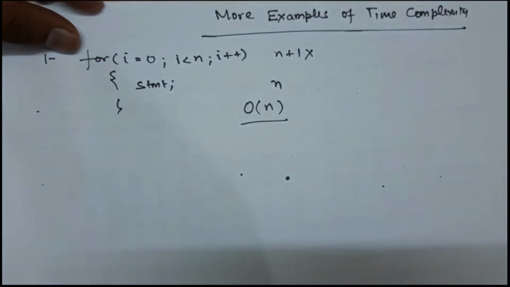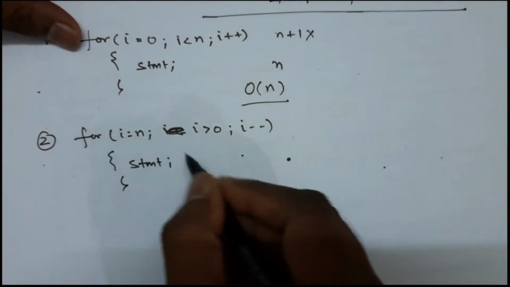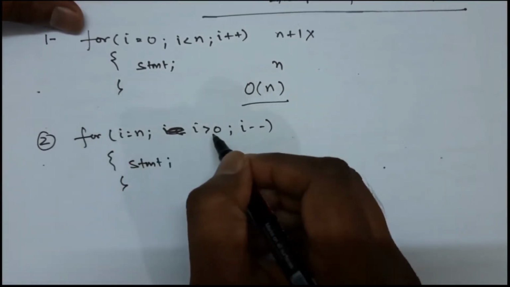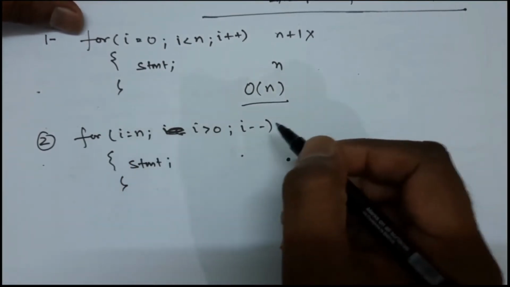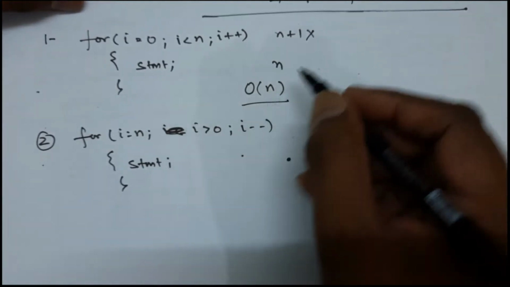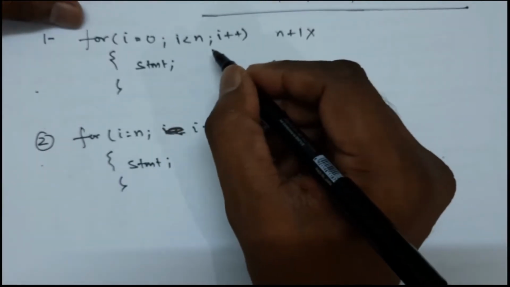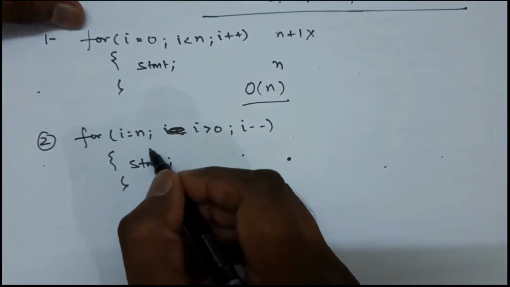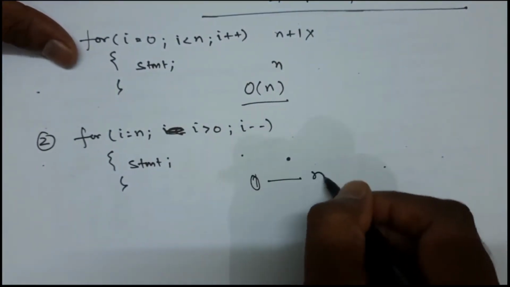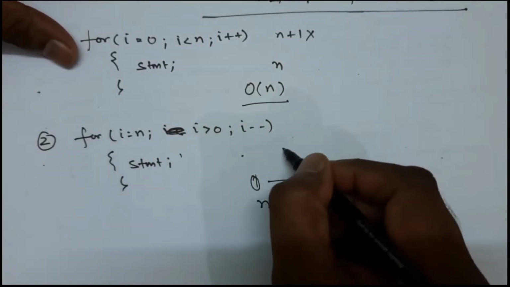Let us see the second. In the second example, the loop is starting from i equals n and going while i greater than 0, i minus minus. So this loop is also similar to the previous one. Here it was going from 0 and going up to n, and here we are starting from n and going up to 0. So either we go from 0 to n or from n to 0, the statement will be executed for n times.